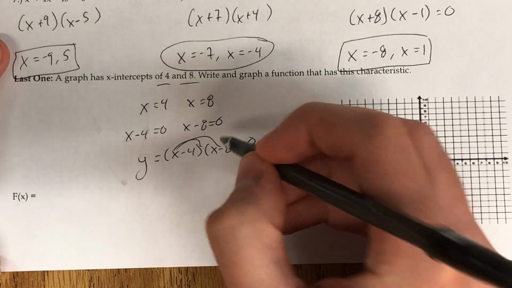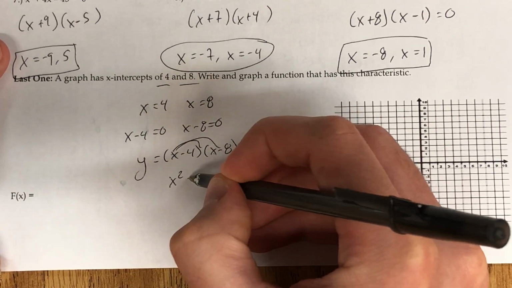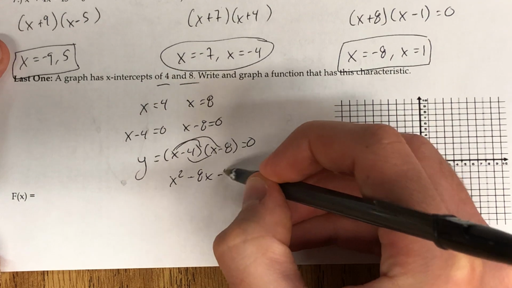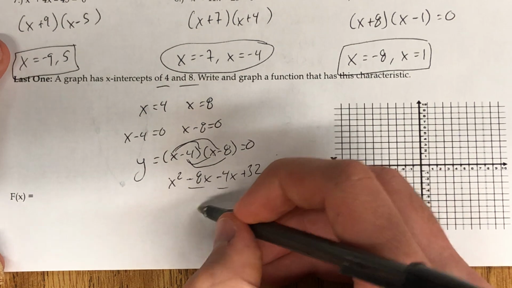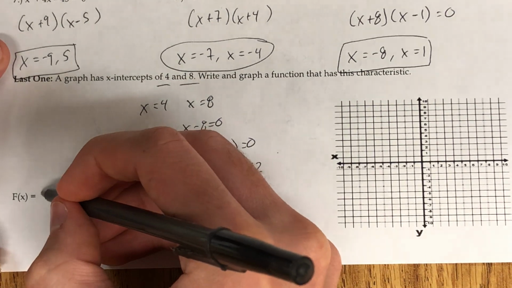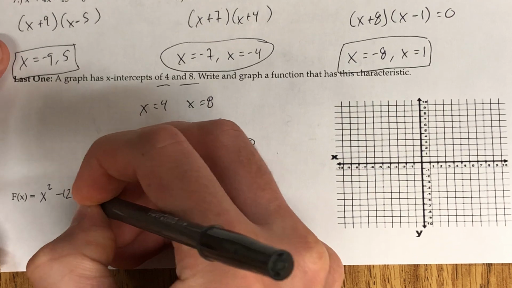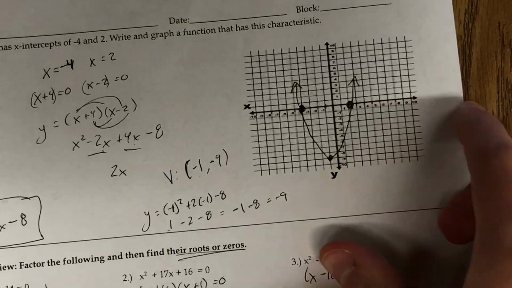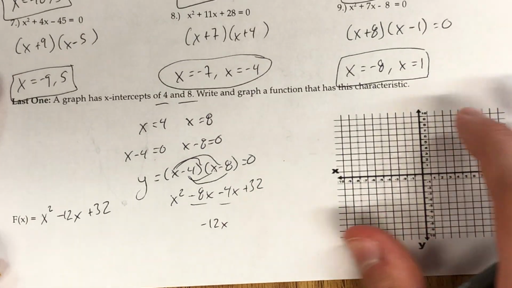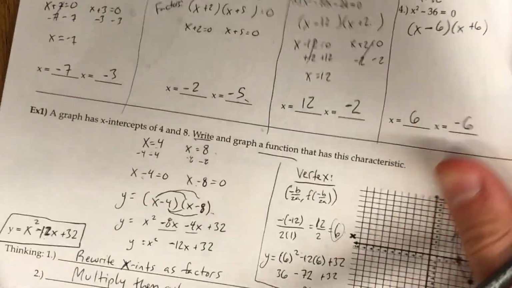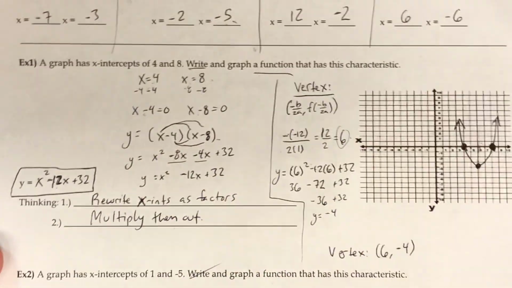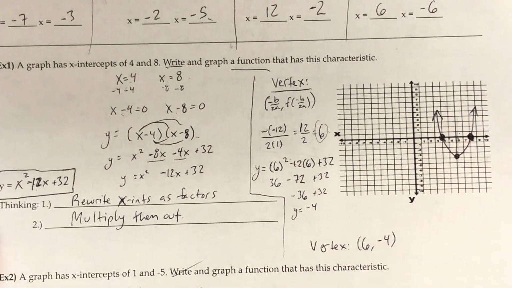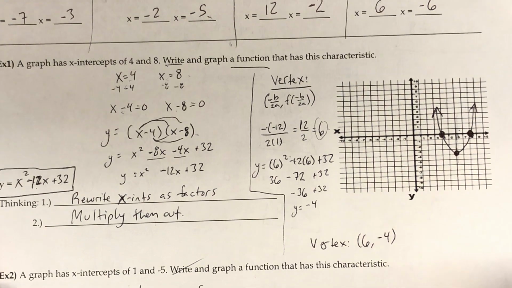So we distribute here. X times x is x squared. X times -8 is -8x. Then -4 times x is -4x. -4 times -8 is +32. Combine those like terms to get -12x. So we have f of x equals x squared minus 12x plus 32, which, if you've checked already, kind of trolled you a little bit. That was our first problem, x-intercepts of 4 and 8. So you can check on the front. Check with your graph, make sure you've got that correct as well. Your vertex should be 6, -4.